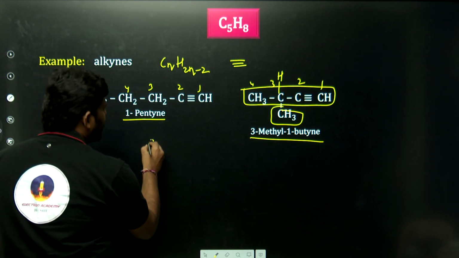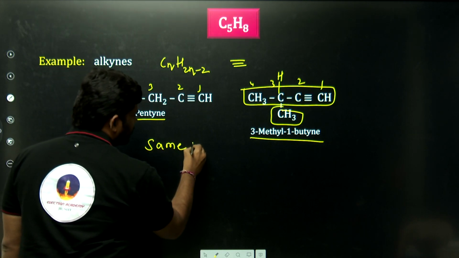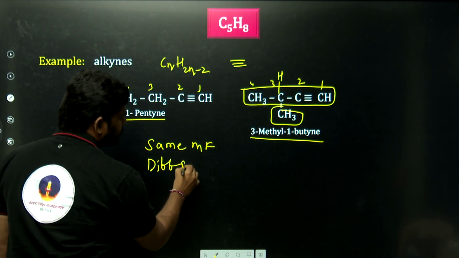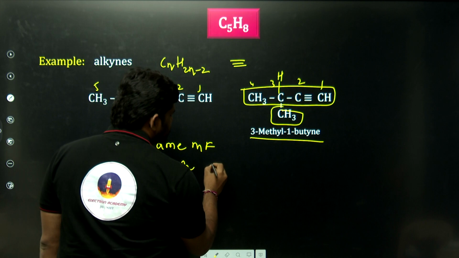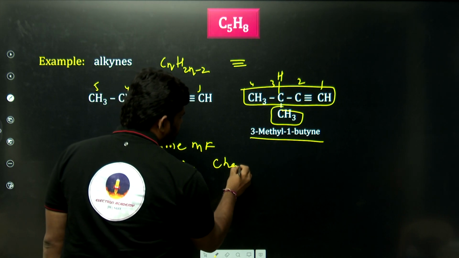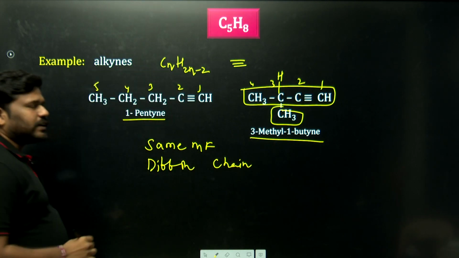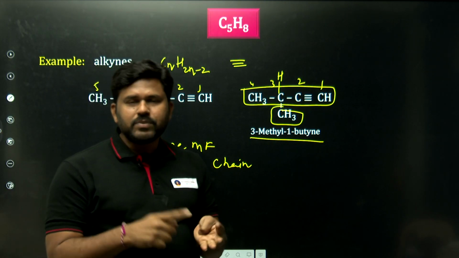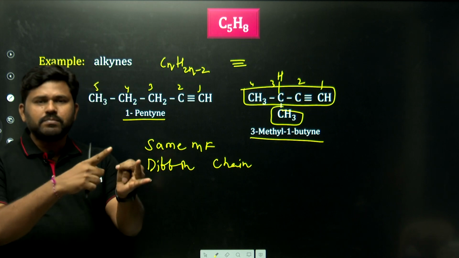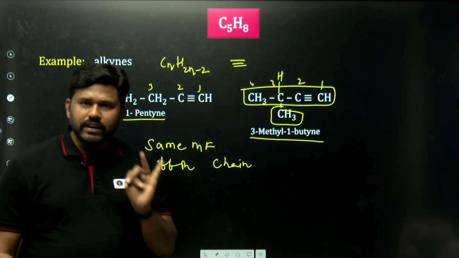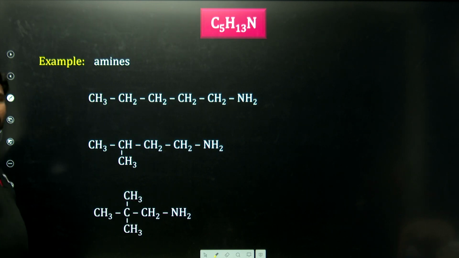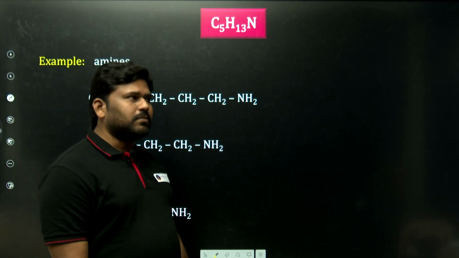We observed the same molecular formula. So where is the difference? They differ in the arrangement of the carbons, different in chain. So these are also an example of chain isomers. Alkanes exhibit chain isomerism, alkenes exhibit chain isomerism, and alkynes also exhibit chain isomerism. Next, amines also exhibit chain isomerism.